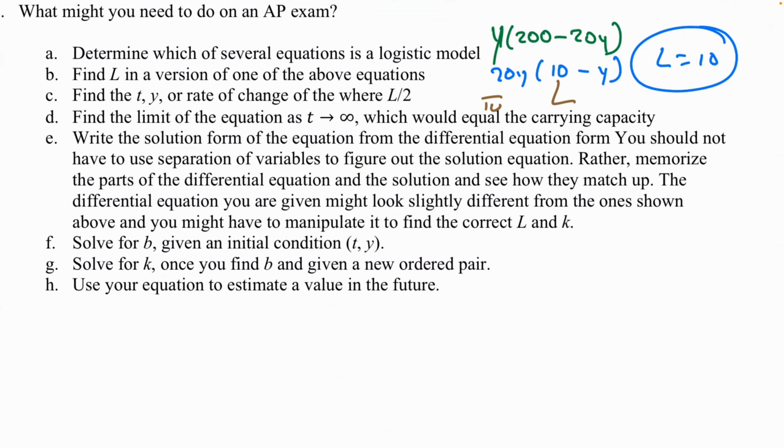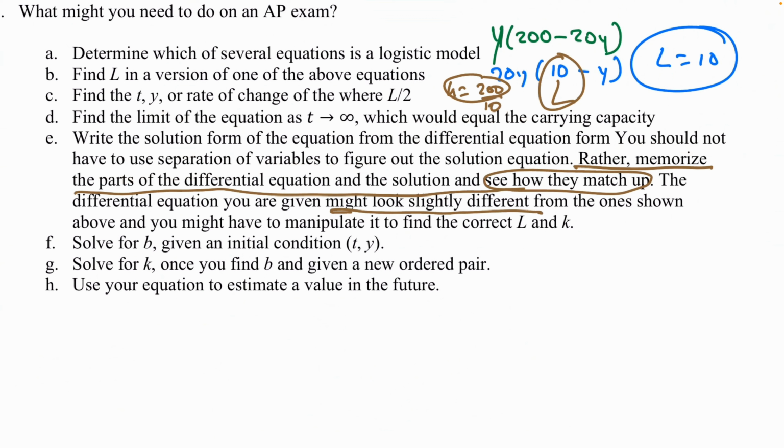If my L is 10, my K is going to have to be 200, because that's the only way that we can divide by 10 to get to 20. So now I have an L and now I have a K. Now I can write that into the solution form. So what you need to do is memorize the parts of the differential equation and the solution and see how they match up. So back up to the front. Again, the most important thing you can do on this lesson is memorize those three equations. The differential equation you're given might look slightly different from the one shown above, and you might have to manipulate it to find the correct L and K, just like we just did.